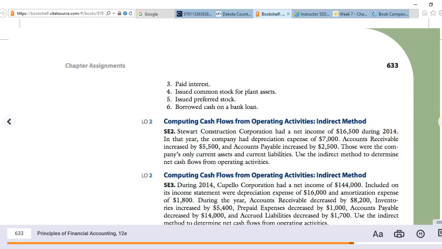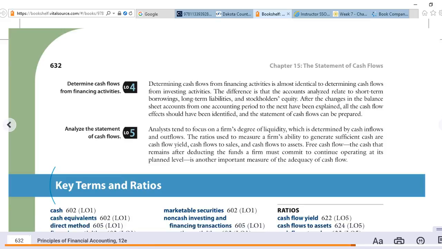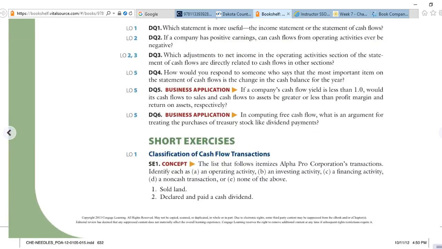Okay, here we go. Let's look at SE1. The list that follows itemizes Alpha Pro Corporation's transactions. We are going to take these and decide if it's an operating activity, an investing activity, a financing activity, a non-cash transaction, or none of the above.